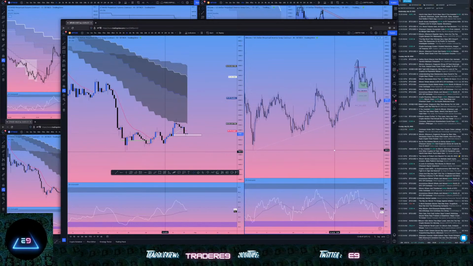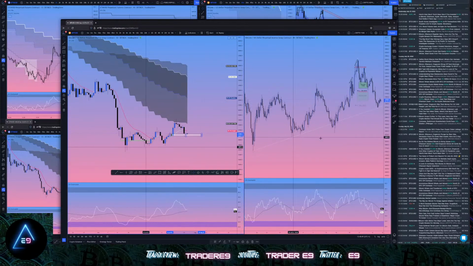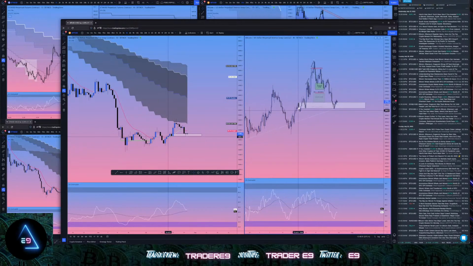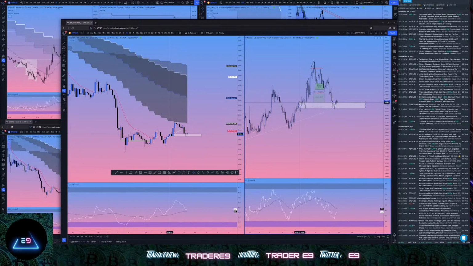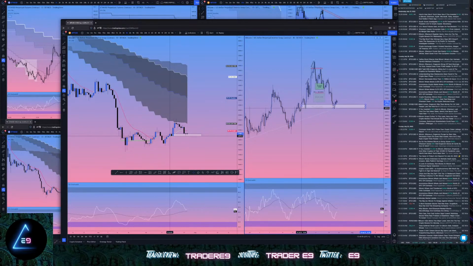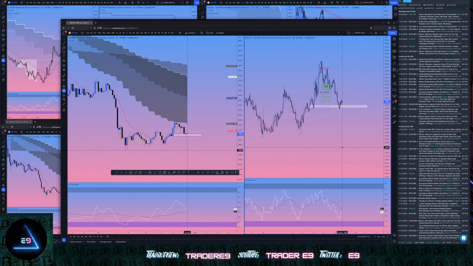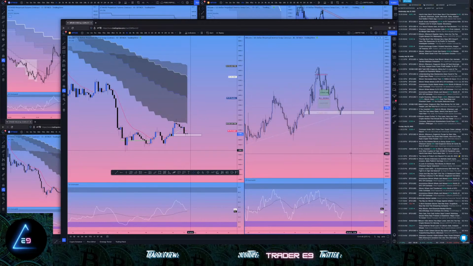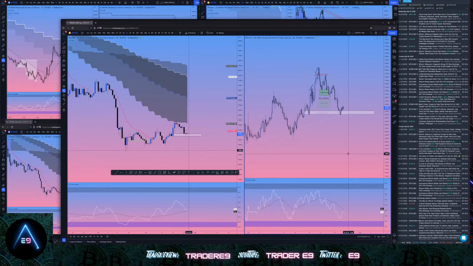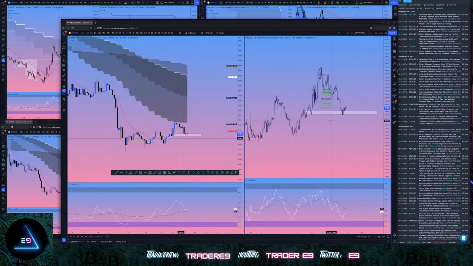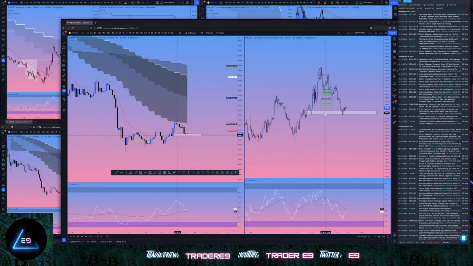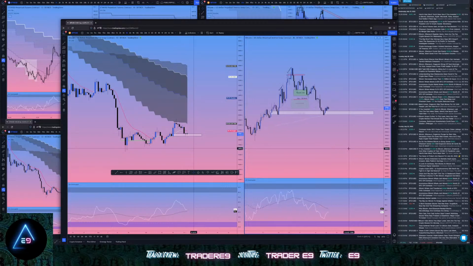So translating that into the 4 hour, if we just copy this over, we're in this kind of bottom area here, and we've just poked down and touched that trend line. So that's looking good. This area, remember, was the 88.6 from the full wave.